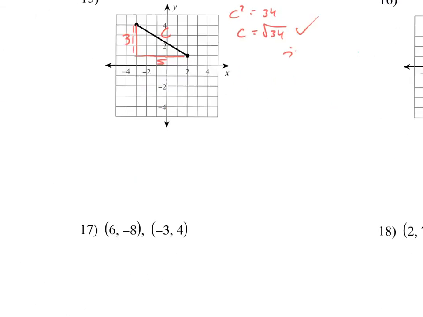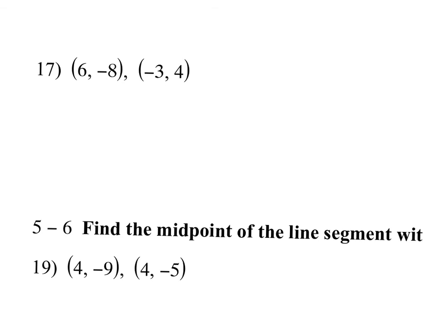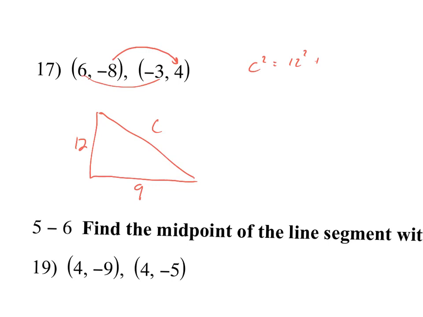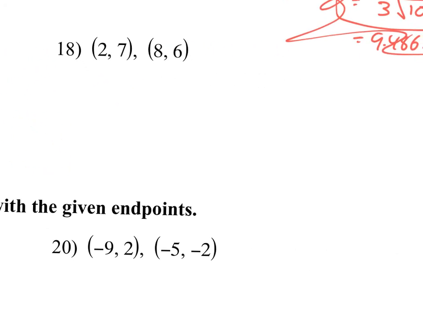All right, this part, they're asking us for the distance. It's the same thing. Instead of graphing it, look at the distance from -8 to 4, right? That's 12 units. And the distance from 6 to -3, that's a distance of 9 units. So c squared is just going to be 12 squared plus 9 squared. 12 squared plus 9 squared is 225. And when you take the square root of both sides, I think that's 15, right? Yeah.